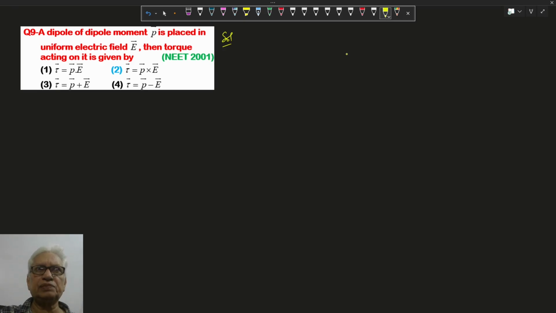In this question, a dipole moment is placed in a uniform electrical field at any angle, P and E, with theta as the angle. So torque will be P E sin theta, or in vector notation, it can be written as P cross E. So option 2 is correct.